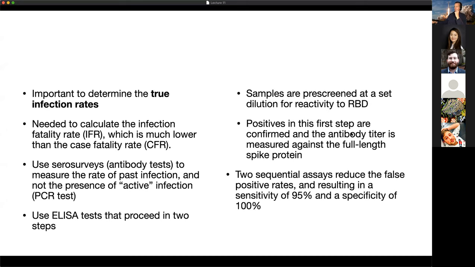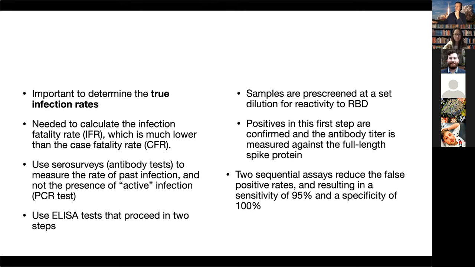And they also measure the antibody titer, which is how many specific antibodies there are. So it tells you not just about the presence of infection, but also how stimulated the immune response was. They claim the two sequential assays reduce the false positive rates and result in a sensitivity of 95% and a specificity of 100%. So whenever I see a number of 100%, the statistician in me becomes very suspicious, because there's no test that is always accurate. But that's what this means.